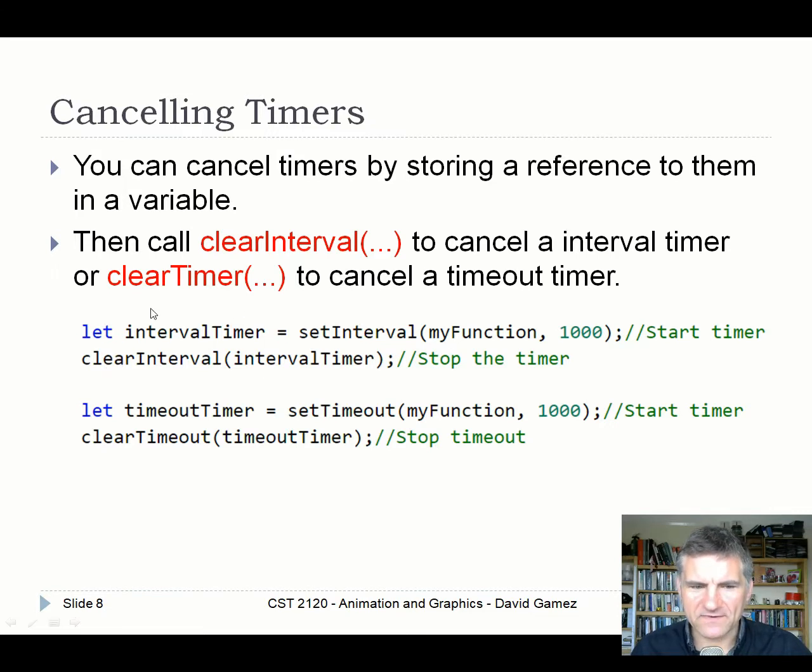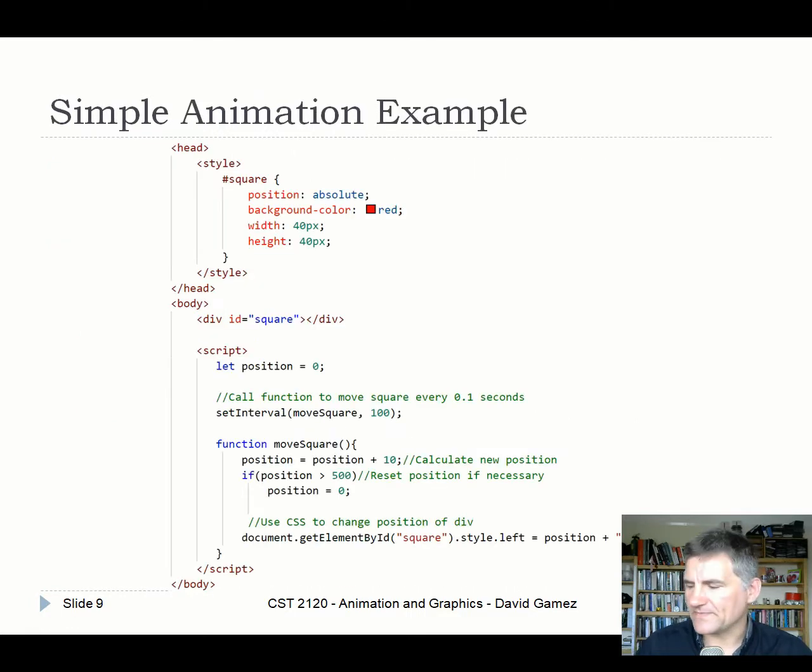As long as we've got a reference to that, so instead of just calling setInterval(myFunction), we assign it to a variable. Once it's stored as a variable, we can then use clearInterval to stop the timer, yeah? And again, the same is true with timeout. We can cancel that timeout before it's executed by storing a reference to it and then calling clearTimeout on it.